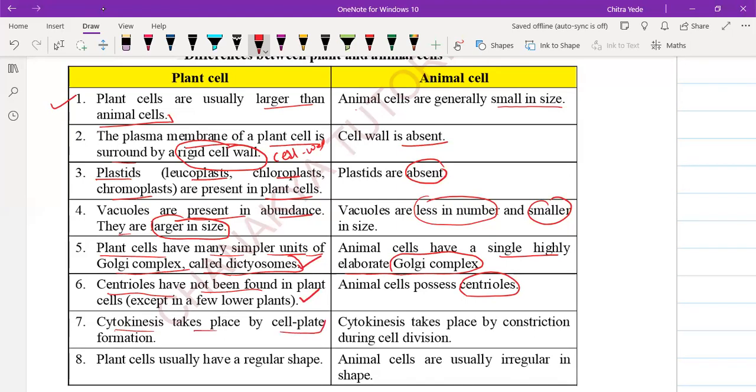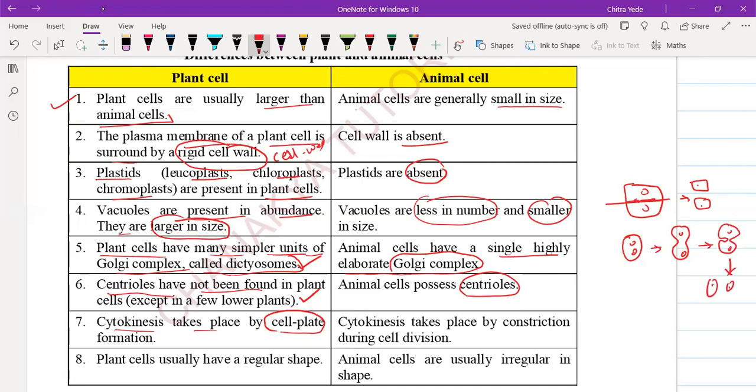Cytokinesis takes place by the cell plate when cell division takes place. So in plant cell, where there are two nuclei, a cell plate develops. It first arises from the center, then moves towards the peripheral region, and then the plant cell divides into two cells like this. But in animal cell, if the animal cell has two nuclei, it divides like this. This is called a notch, and that notch becomes deeper, and finally two cells are formed like this.